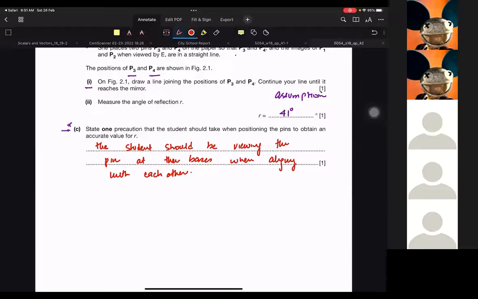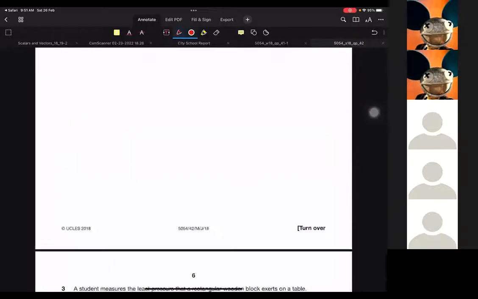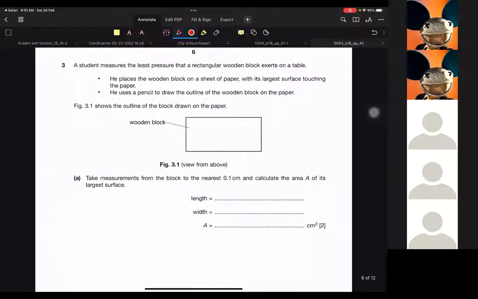Now, moving on to the next part where it says a student measures the least pressure that a rectangular wooden block exerts on a table. He places the wooden block on the sheet of paper with its largest surface touching the paper. He uses a pencil to draw the outline of the wooden block. Take the measurements of the wooden block.